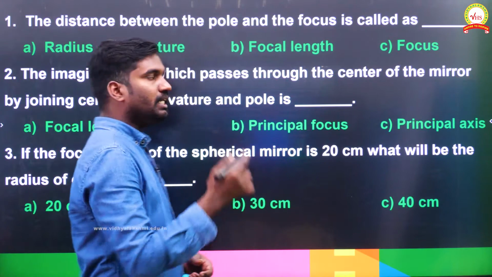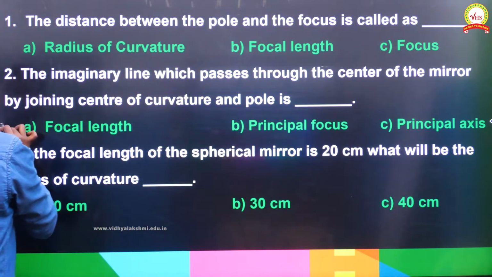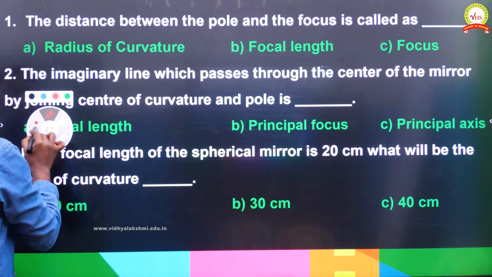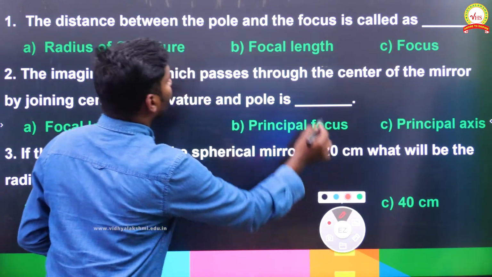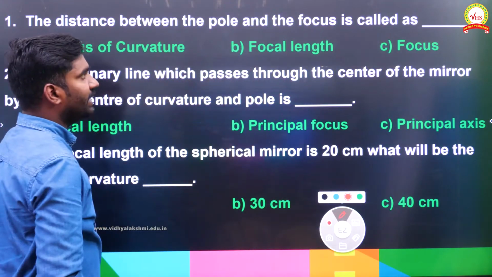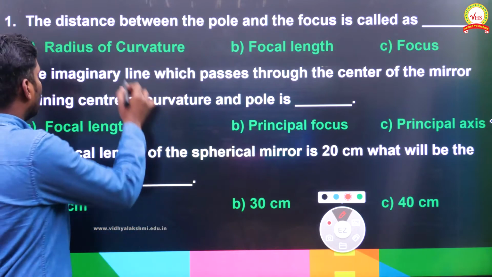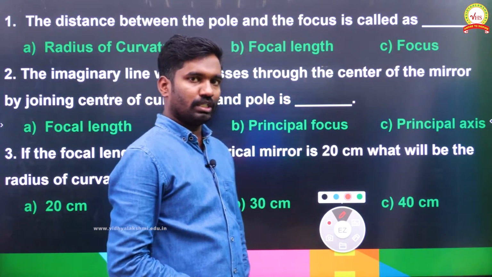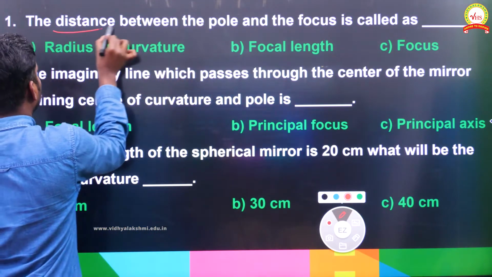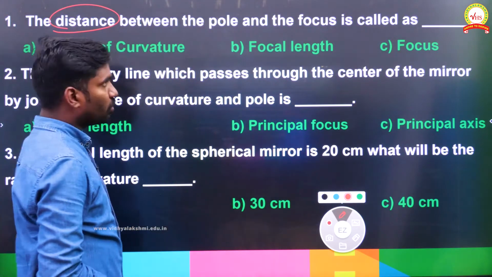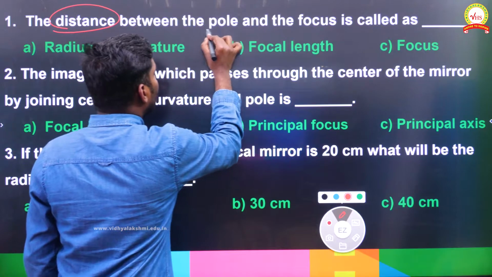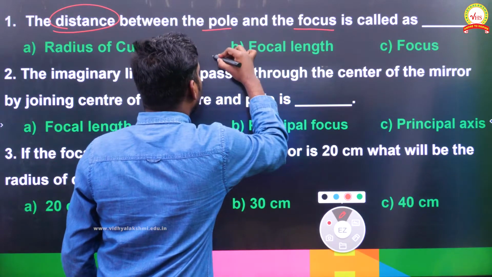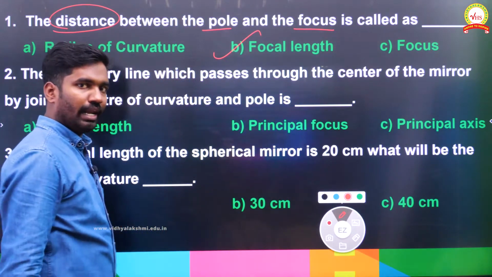So the first question: the distance between the pole and focus is called dash. The options they gave are radius of curvature, focal length and focus. So here we are speaking about the distance. That means there is a certain length. So what length is it going to be? The distance between the pole and focus is called the focal length.